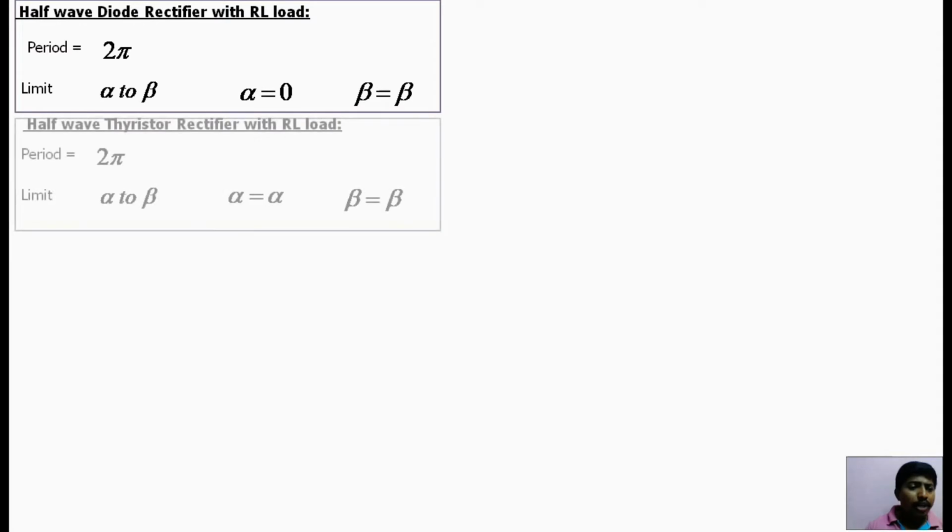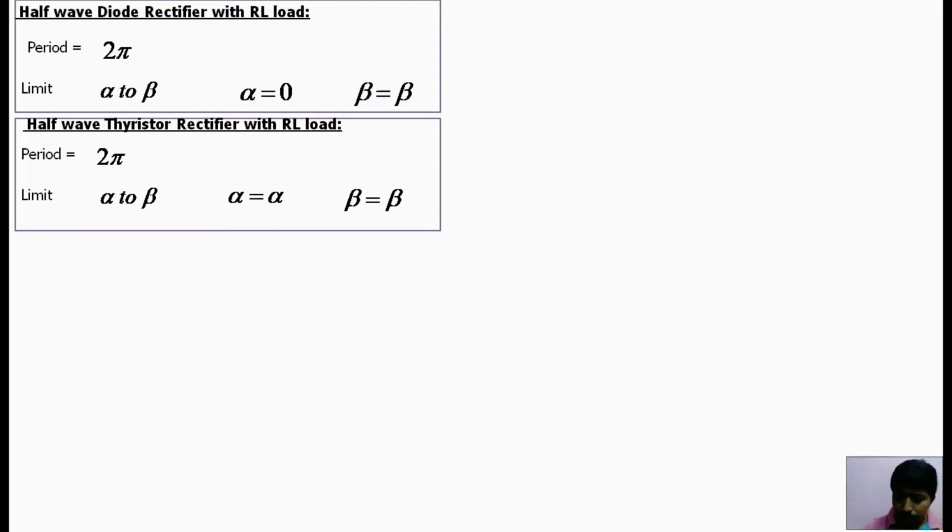And half wave thyristor rectifier with RL load. Half wave means period is equal to 2 pi. Thyristor, so alpha starts from firing angle, and for RL load it ends with beta. So the beta value and firing angle value are all given, and from that we can find all other parameters.